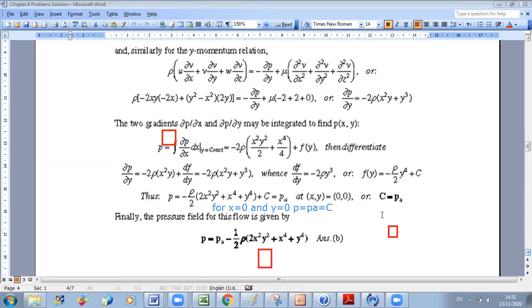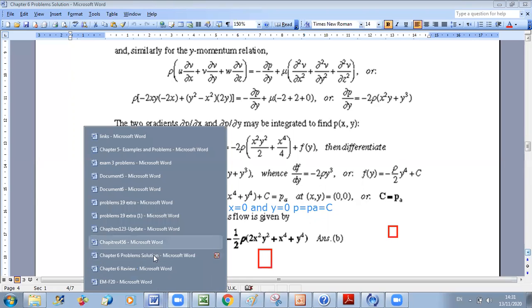So now, our df by dy came out as 2y cubed, meaning minus 2y cubed. Wait, let me make sure. We had a minus outside, I think moved to the other side. Yes, anyway. Okay.